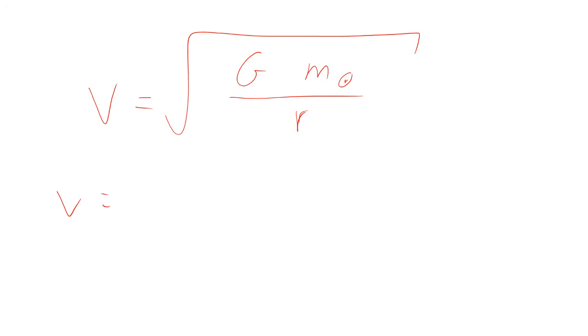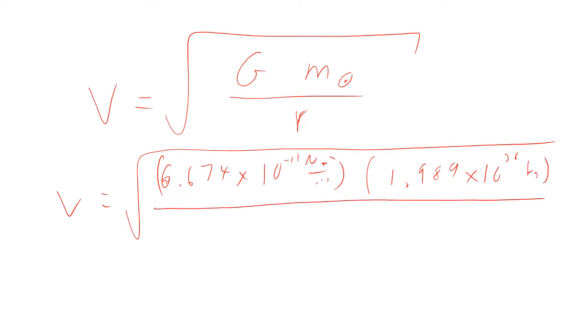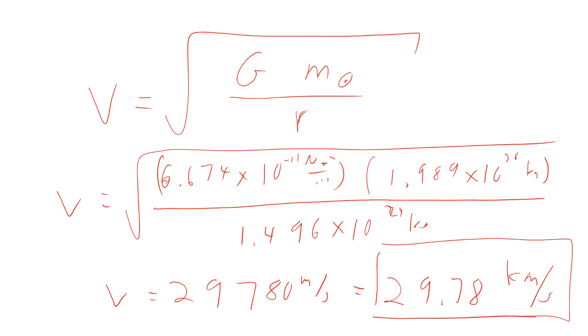So if you plug in our numbers, because we know what these numbers are, we have 6.674 times 10 to the minus 11 Newton meters squared per kilogram squared times the mass of the sun, 1.989 times 10 to the 30 kilograms. Then you divide by r, which is the 1.496 times 10 to the 11 meters. And what you find is that the orbital speed here is 29,780 meters per second, or in other words, 29.78 kilometers per second. So that would be if Earth were actually going in a perfectly circular orbit. It's not a perfectly circular orbit, but it actually does come pretty close. Okay, so that would be the orbital speed. That's how fast Earth is moving as it goes around the sun.